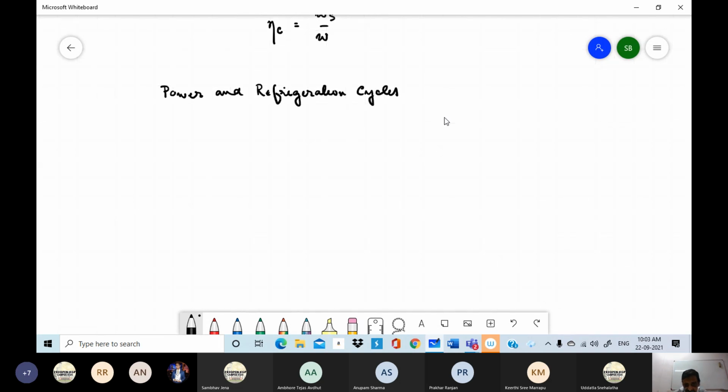this chapter has a large number of sections. So I'll just mention which are the essential ones which you have to read. The Rankine cycle, which is used in steam power plants. It's also used in nuclear power plants.